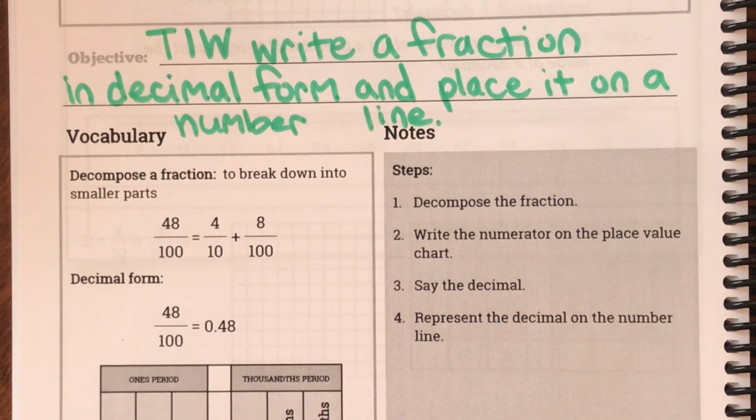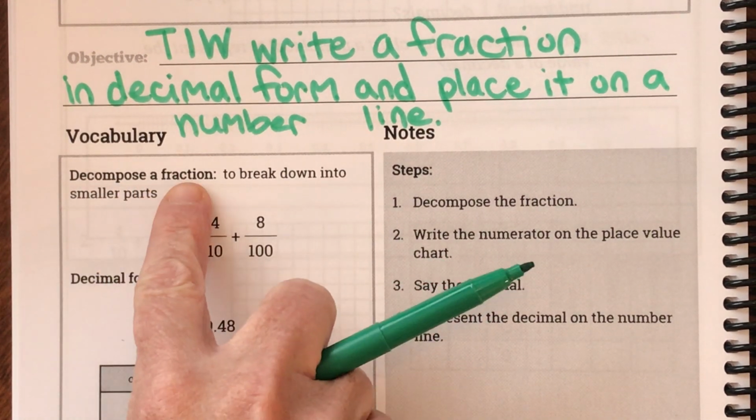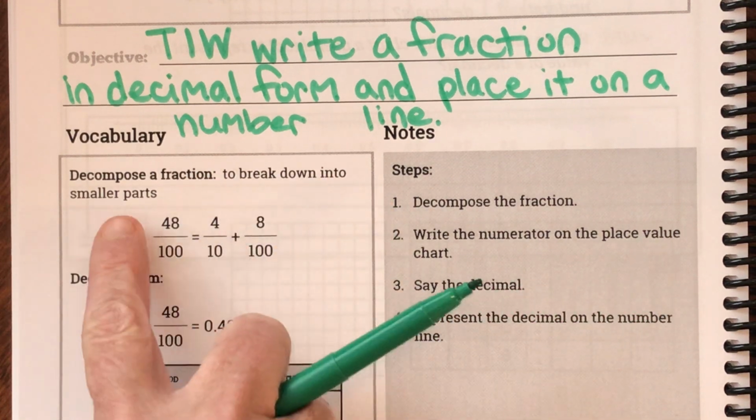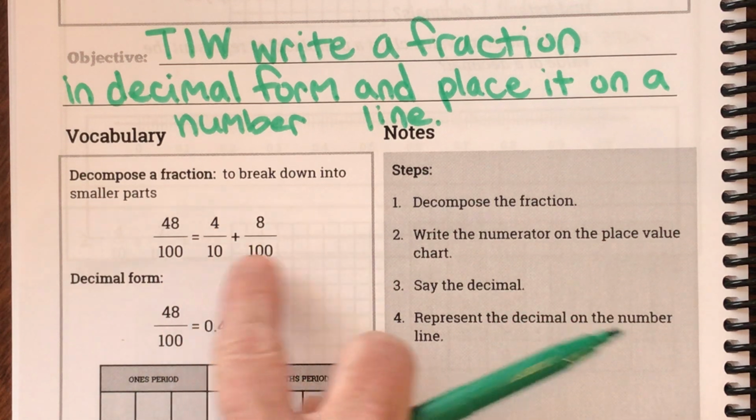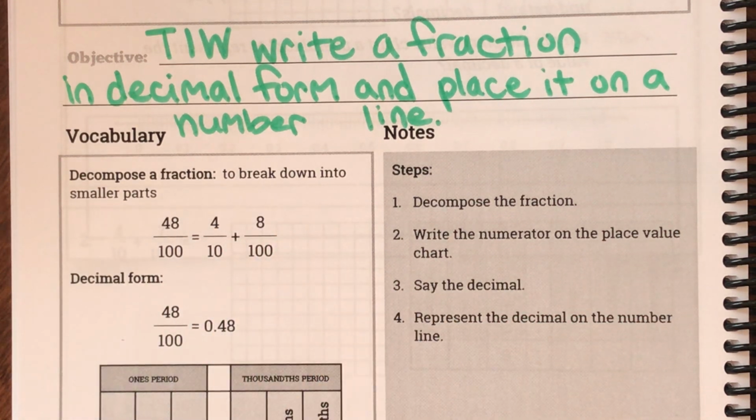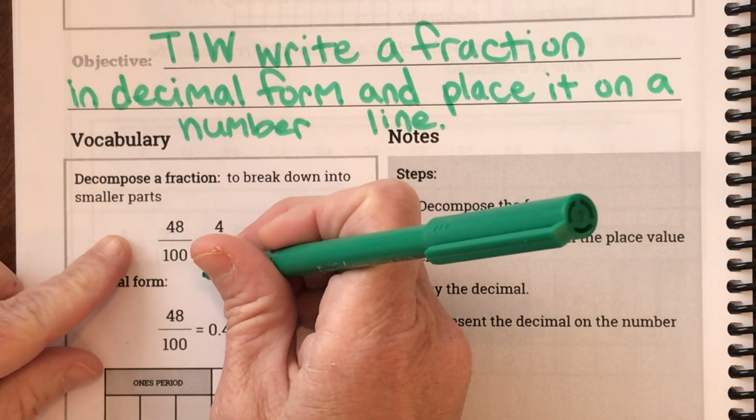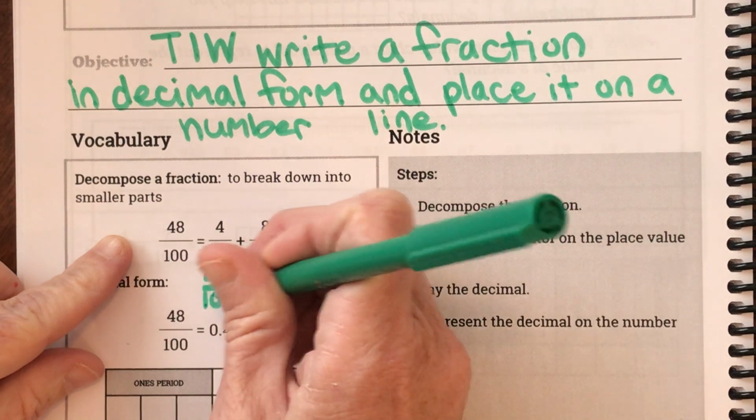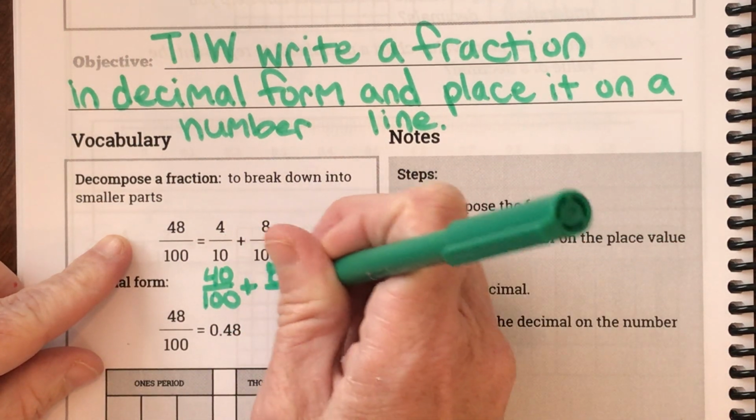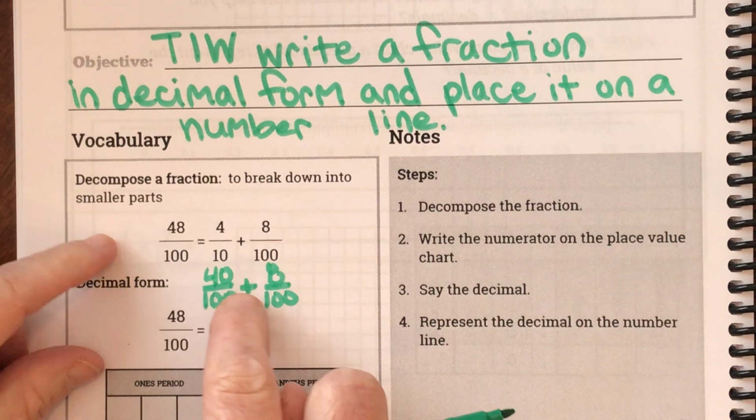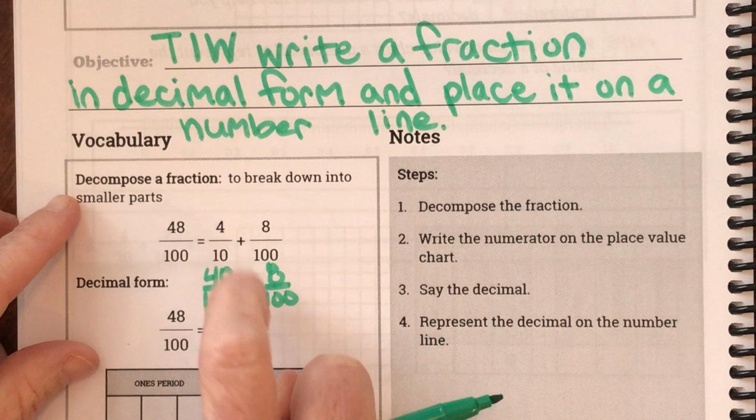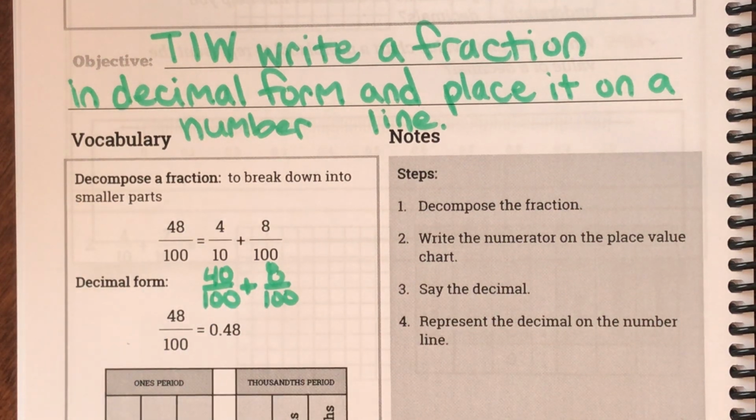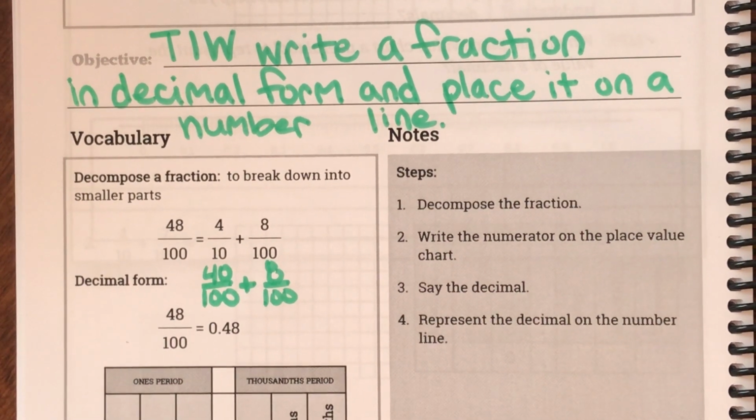Okay, so let's look at our vocabulary. We have decompose a fraction: to break down into smaller parts. So they have 48 hundredths is the same as 4 tenths plus 8 hundredths. And the reason that's the same, friends, is because 4 tenths is the same as 40 hundredths. So 48 hundredths is the same as 40 hundredths plus 8 hundredths. And then 40 hundredths is the same as 4 tenths.